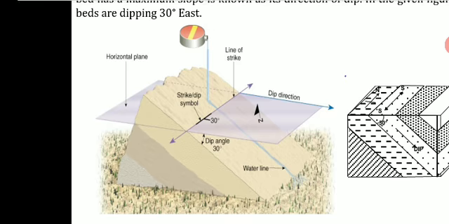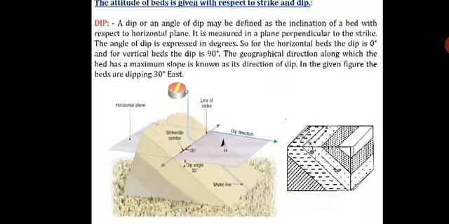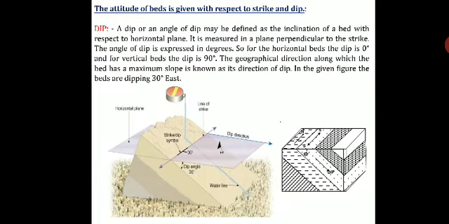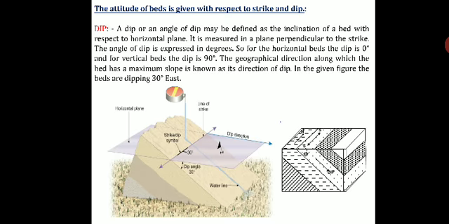If it is horizontal the dip is 0, if it is vertical it is 90 degrees. Here it is dipping 30 degrees towards the east. The north line is given, so north, south, east and west. So these beds are dipping due east, 30 degrees east.